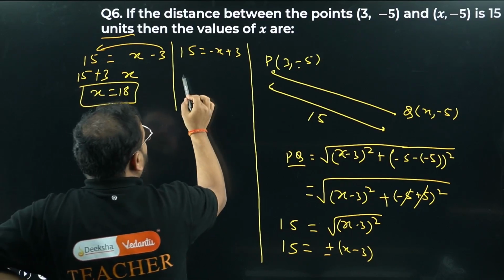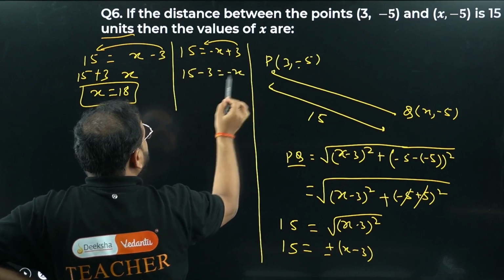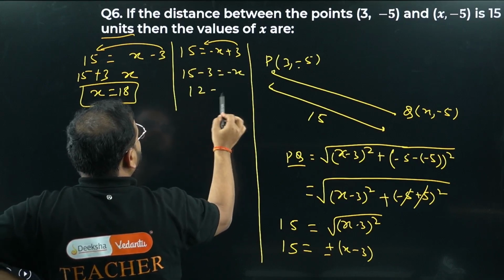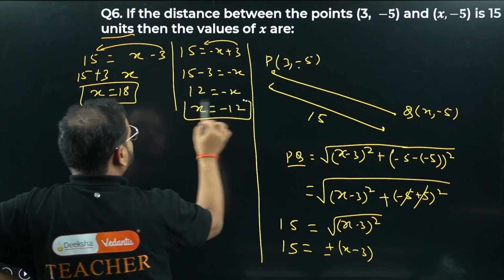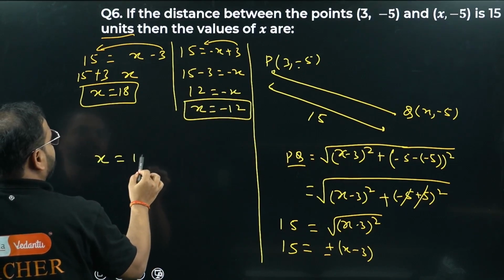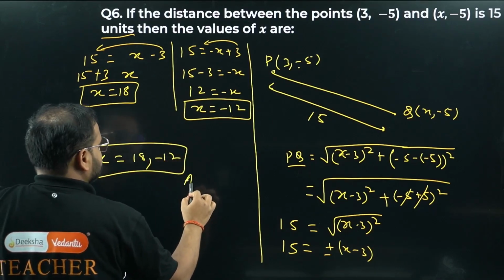What over here? I get 15, bring this 3 on this side, so minus 3 equals minus x. I get this as 12 equals minus x. So what is x equal to? Minus 12. So my two values of x are coming as what? x equals 18, comma, minus 12. This is my answer. Have a look.